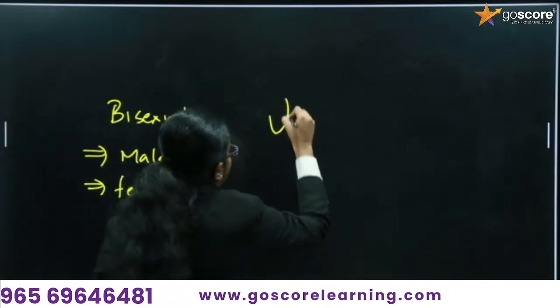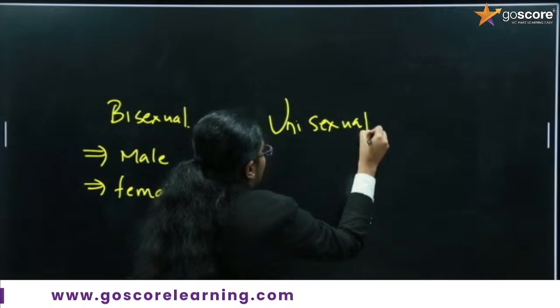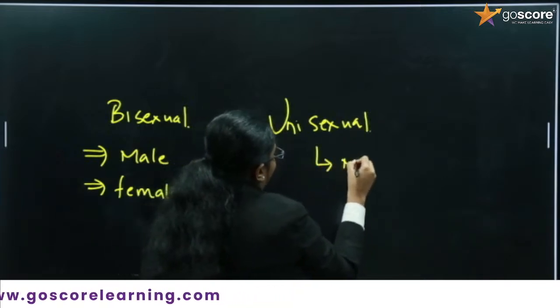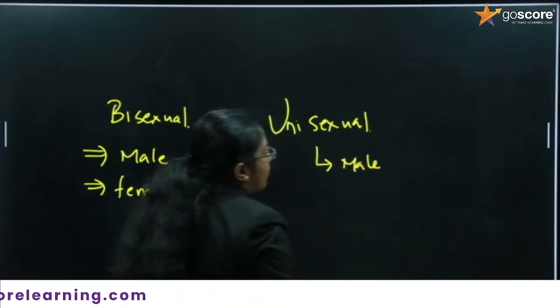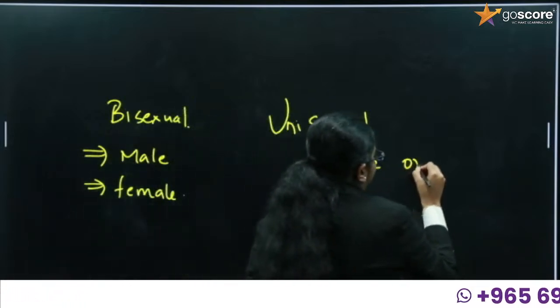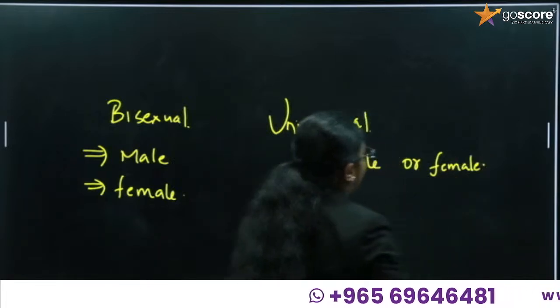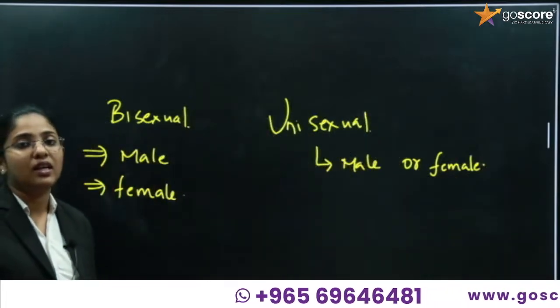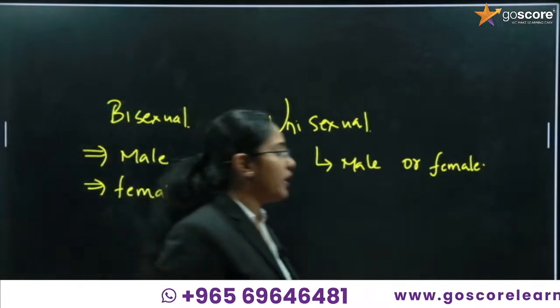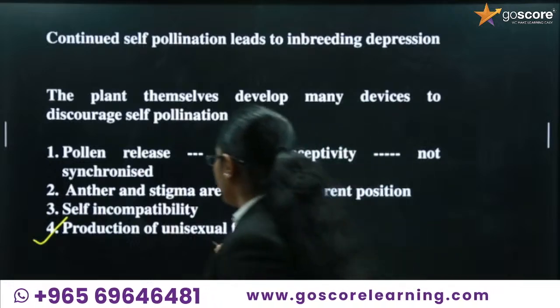What is unisexual? Uni means single. Unisexual flowers means only the male reproductive structure will be present, or only the female reproductive structure will be present in the flower. So we can say the fourth method is production of unisexual flowers.